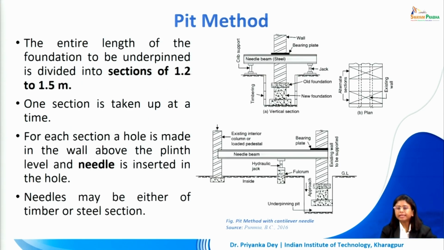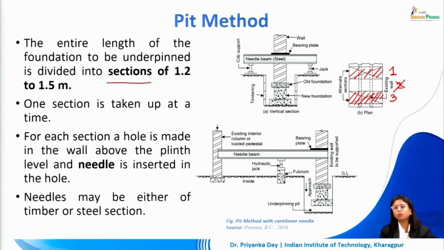Now here the entire length of the foundation to be underpinned is divided into different sections. Now these sections are about 1.2 to 1.5 meter in width, and we select alternate sections when working. So if this is the first section, we do not take the next section, we take the section after that. We come back to the sections left in between later on. So one section is being taken up at a time.